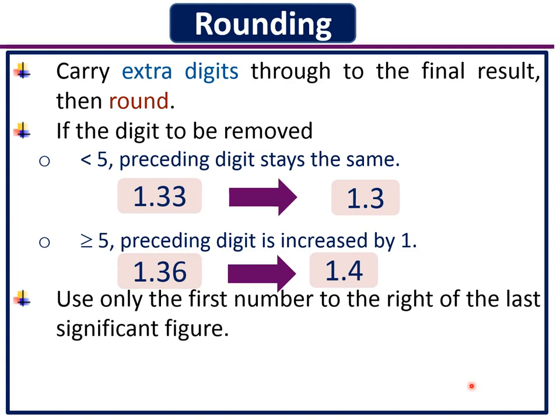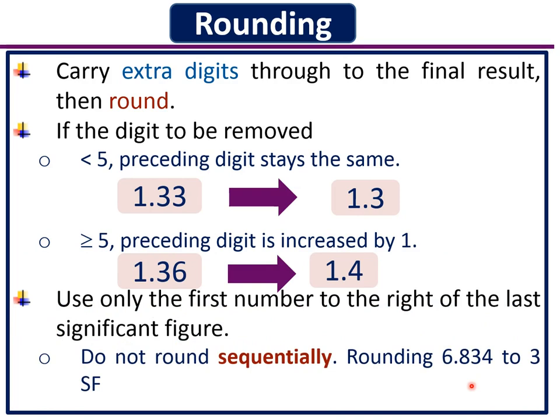it says use only the first number to the right of the last significant figure. Only the first number. Do not round sequentially. So rounding 6.834 to three significant figures, how can you make it? To three significant figures will be 6.83, right?